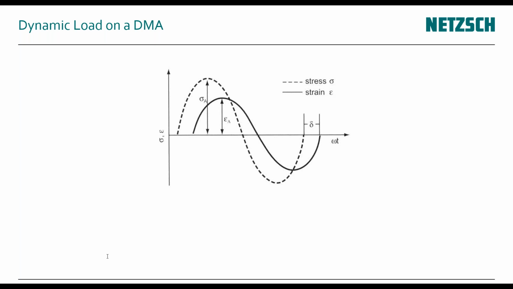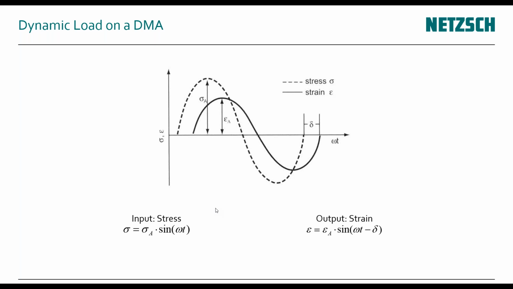So this is the experiment that you see here that we do in a DMA. You can see if you look at the dashed line, this is what we start with. We apply a stress on the sample, and we do this in a sinusoidal curve because this is mathematically very, very easy. And this sample will react. This is the sine curve that we apply on the sample, with a certain frequency. And the sample will deform, displaying a strain.